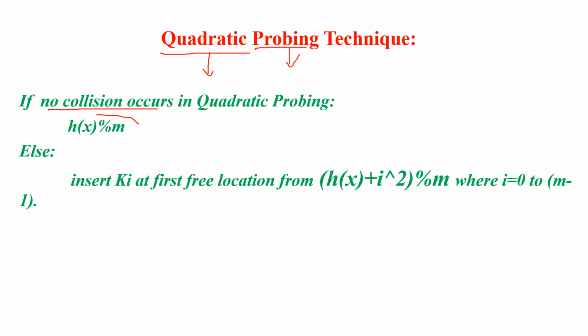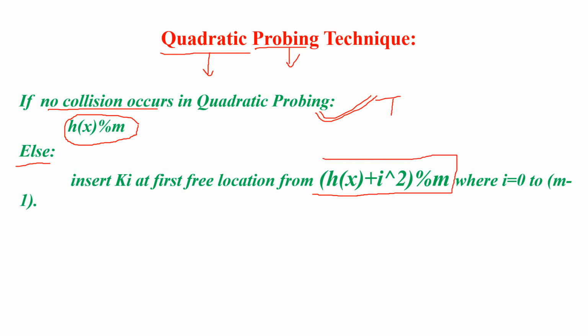So here, if no collision occurs, simply apply the hash function, calculate the index and store in the hash table. In the else part, suppose this fails, this part fails means a collision occurs. If no collision, this part is true. If a collision occurs, then come to the else part, and what will you do?